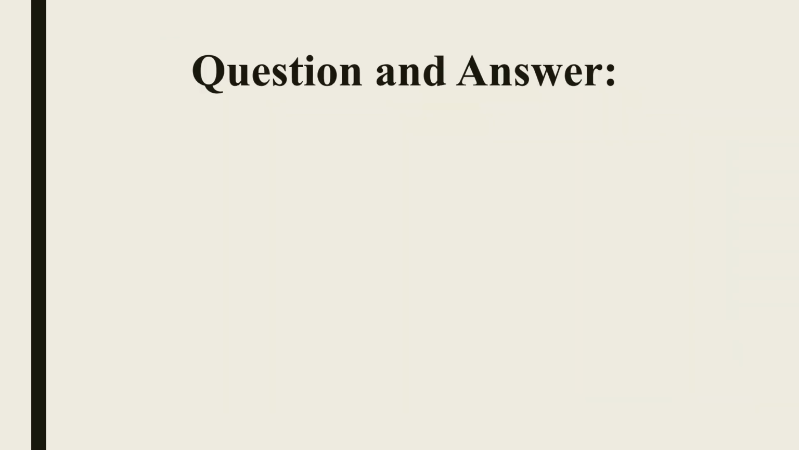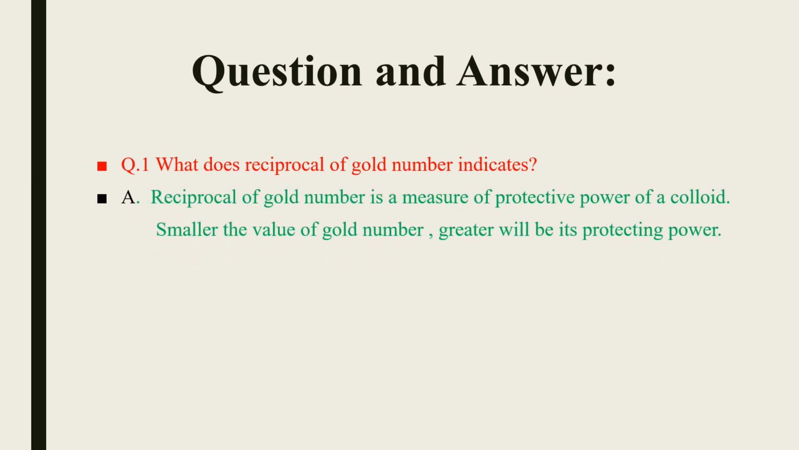Now here are some solved questions for you. Question first is, what does the reciprocal of gold number indicate? Answer is, the reciprocal of gold number is a measure of the protective power of a colloid. Smaller the value of gold number, greater will be its protecting power, as we have already discussed in the case of gelatin in the table.